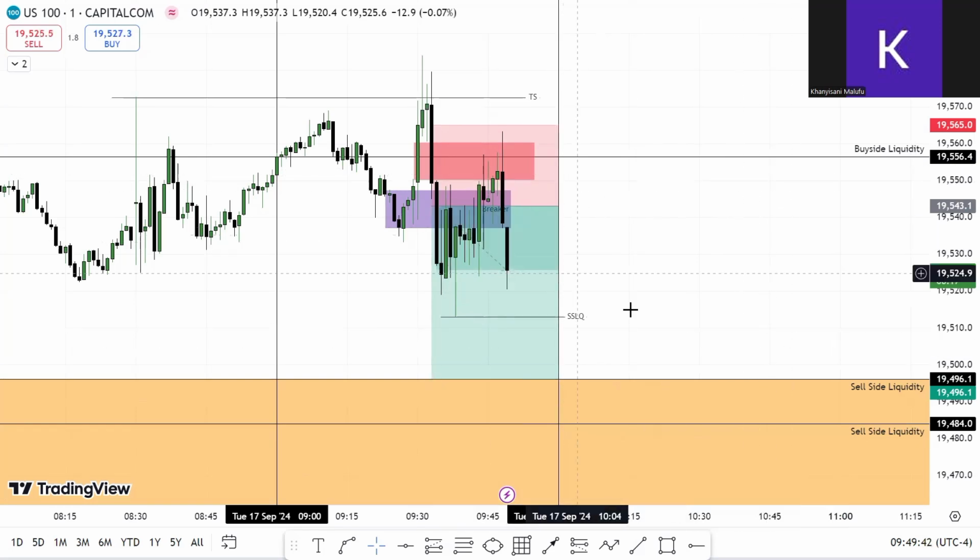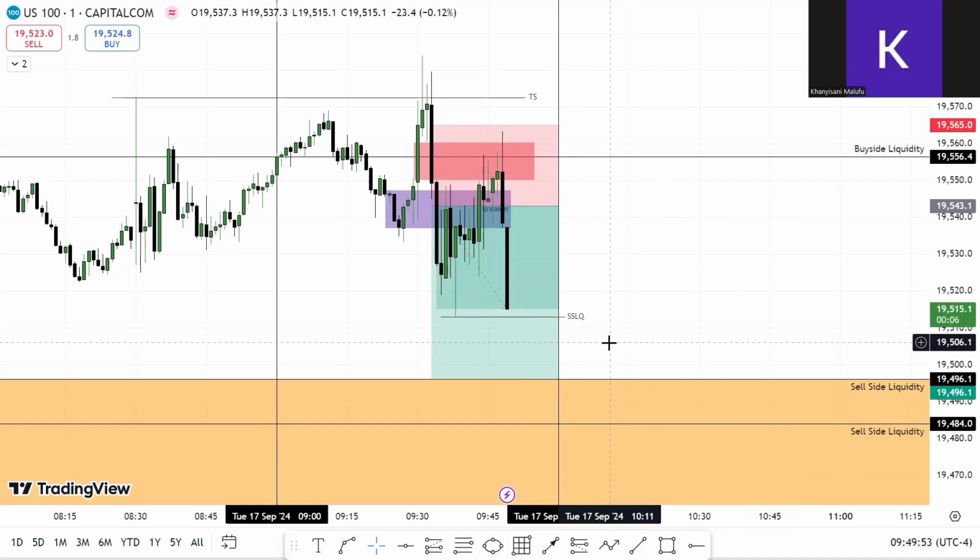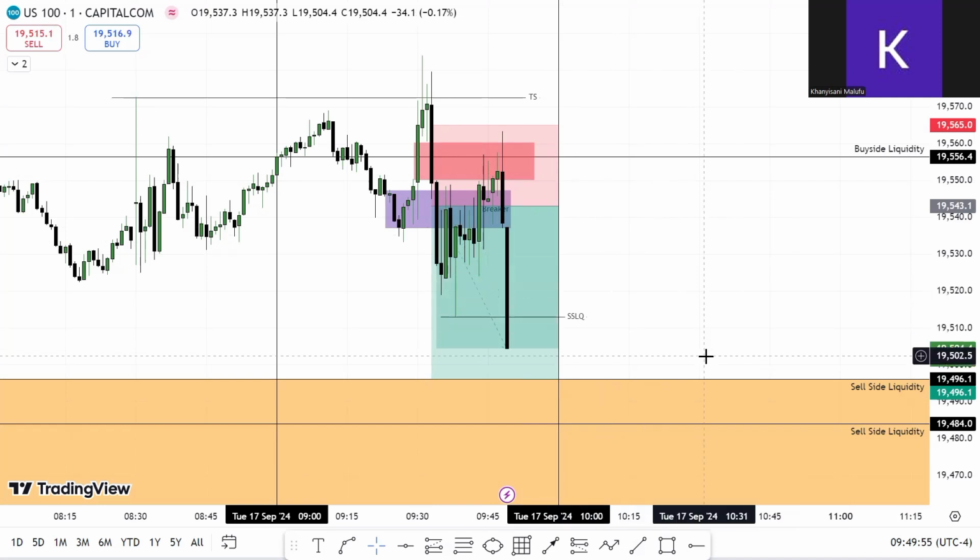TradingView chart is lagging a bit. I don't know why, I think it's the internet connection. I'm noticing that it's a little bit behind.